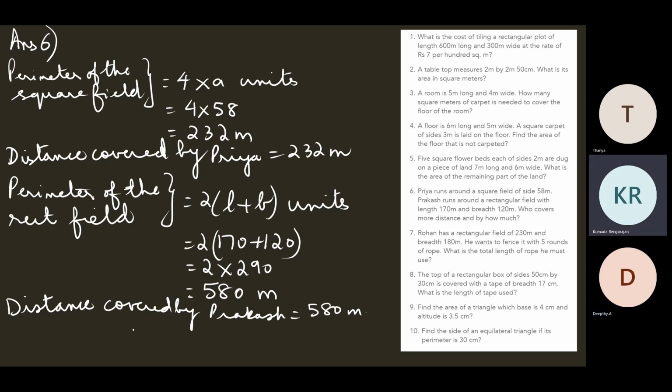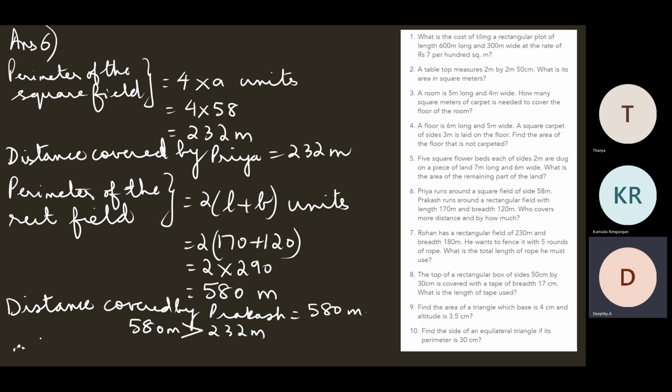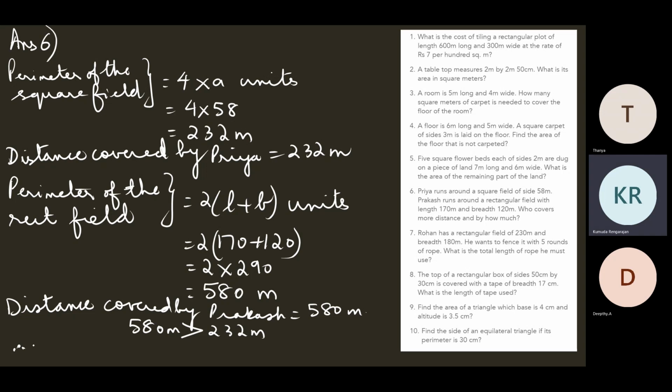So if you want, you can just write this: 580 meters is greater than 232 meters. Ma'am, I have written that after the statement, that Prakash has covered more distance than Priya. Correct. So since 580 meters is greater than 232 meters, therefore, Prakash covers. See, you can write the answer in one line.